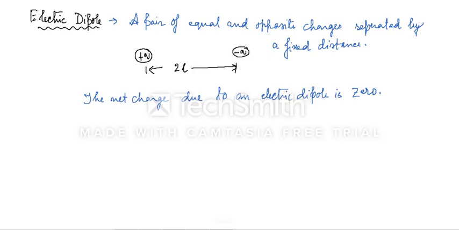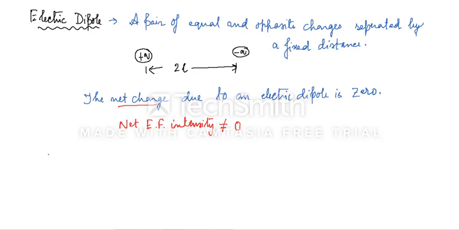But also we have to note one thing, that the net charge is 0, but net electric field intensity is not equal to 0. The net electric field intensity at a point due to an electric dipole is not equal to 0.